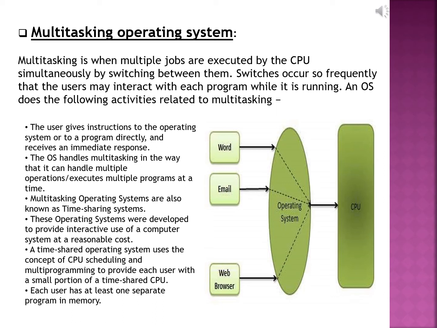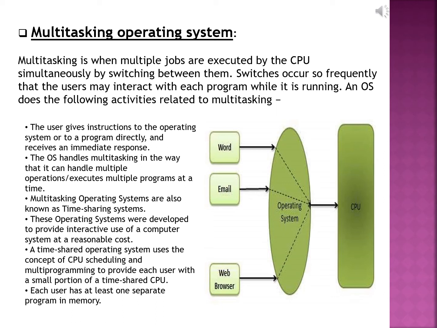Multitasking is when multiple jobs are executed by the CPU simultaneously by switching between them. Switches occur so frequently that the users may interact with each program while it is running. An OS does the following activities related to multitasking: the user gives instructions to the operating system or to a program directly and receives an immediate response. The OS handles multitasking in the way that it can handle multiple operations and execute multiple programs at the same time.